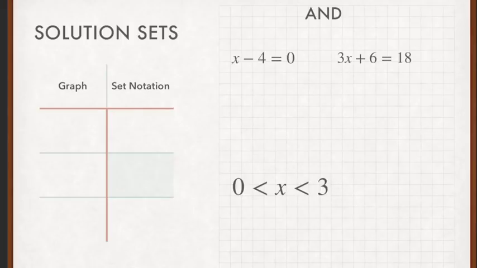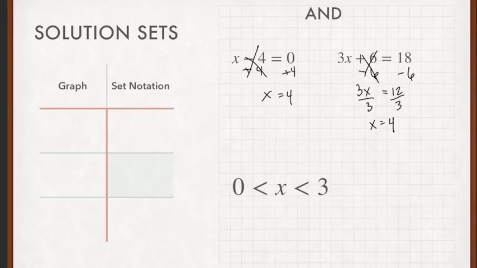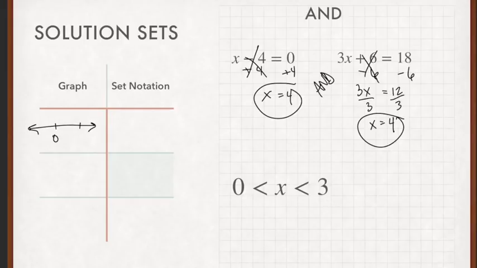x minus 4 equals 0, and we have 3x plus 6 equals 18. So if I were to solve this, I would notice that I get both answers, x equals 4. Then my solution set is only one number, and in this case it's the number 4, right? So in a graph, I would simply graph the number 4 to express that that's the solution set for both situations.